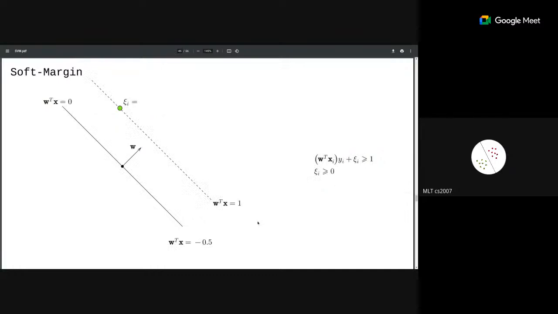And now we come to soft margin. I can continue, or shall we continue with soft margin for a bit and stop? So we can continue a bit on the soft margin. All right. So far we have looked at the hard margin case.